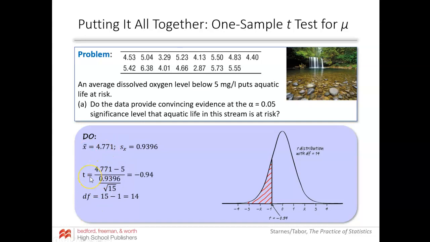So now we're going to calculate our test statistic. So that sample mean you just found minus the parameter that we're testing against, which is 5, divided by that standard deviation you just found for the sample, divided by the square root of n. And this is our test statistic of negative 0.94.